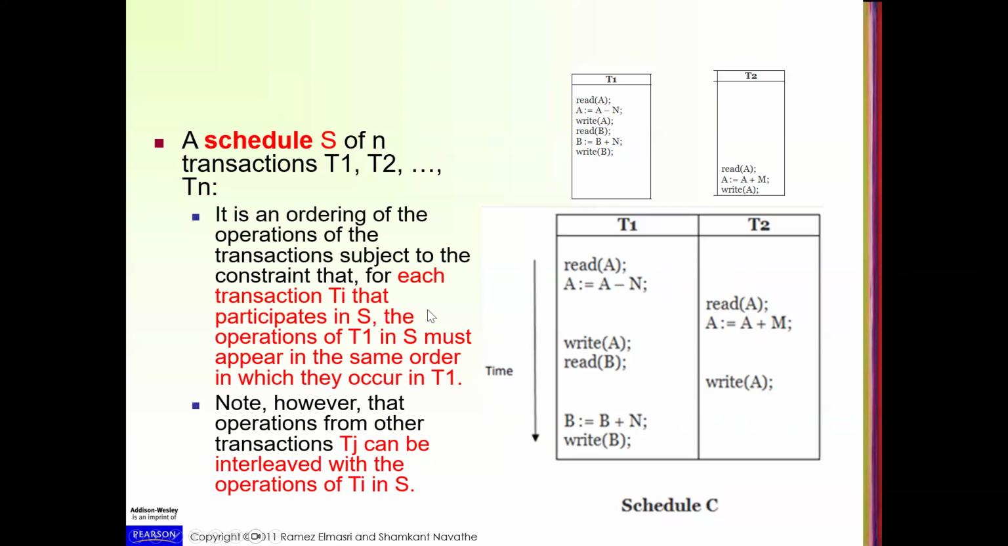And what do we say here? Each transaction Ti participating in S must appear in the same order. For example, T1 says read A. Now, when T1 participates in a schedule, it will read A as its first job. Then this transaction says A equals A minus N. The second operation, after T1 participates in a schedule, will be the same. It's something like having an order of learning.